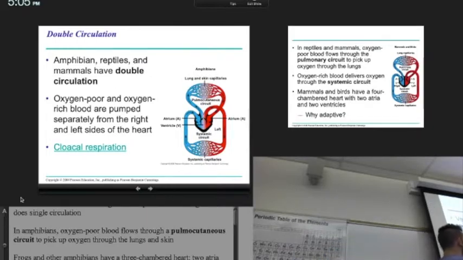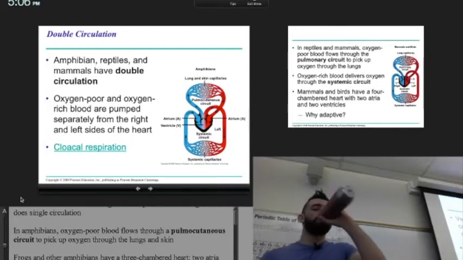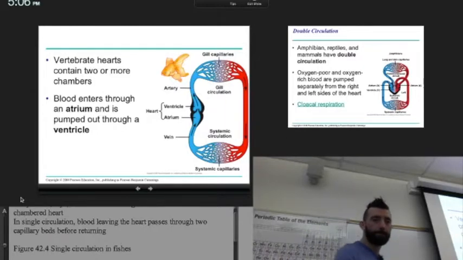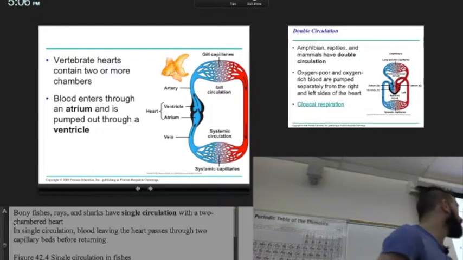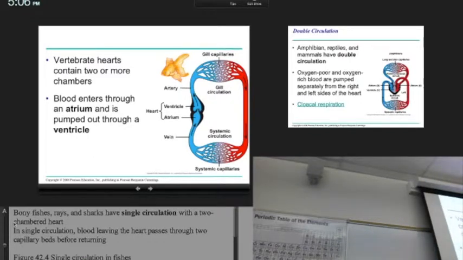But the number of chambers in the heart will vary by taxon, by different groups. So for example, in most bony fishes, as well as cartilaginous fishes, sharks and rays, you have a two-chambered heart. Okay, always, always, always, no matter how many chambers of hearts you have, blood returning to the heart goes into an atrium, and blood leaving a heart goes through a ventricle.